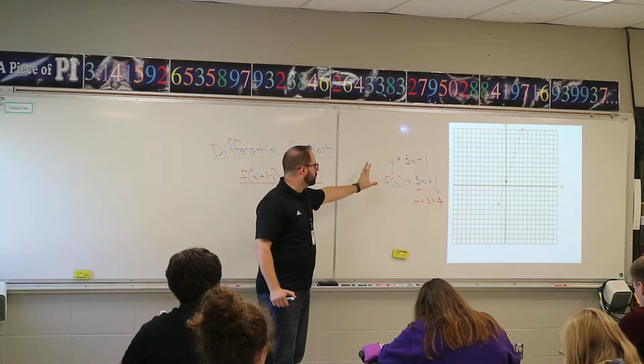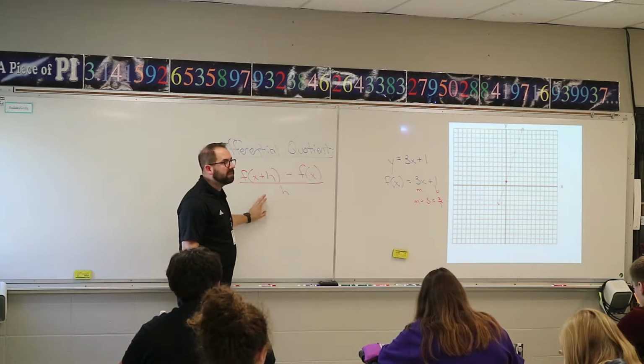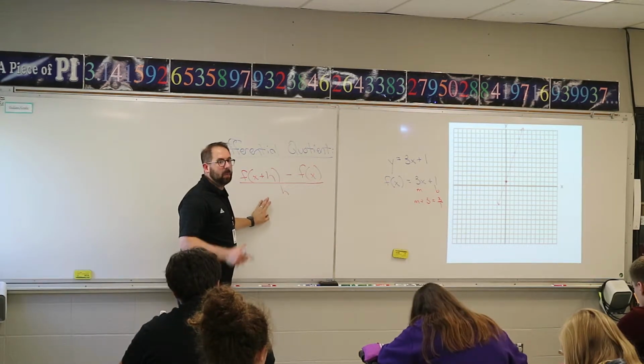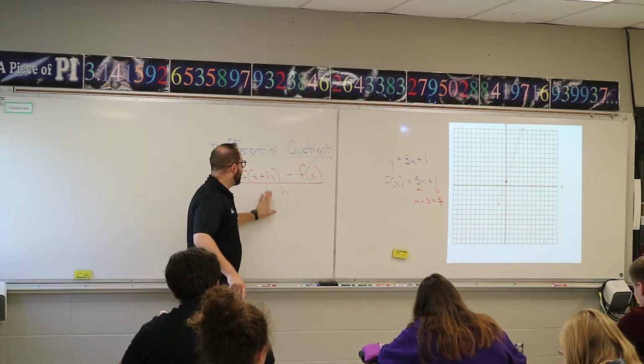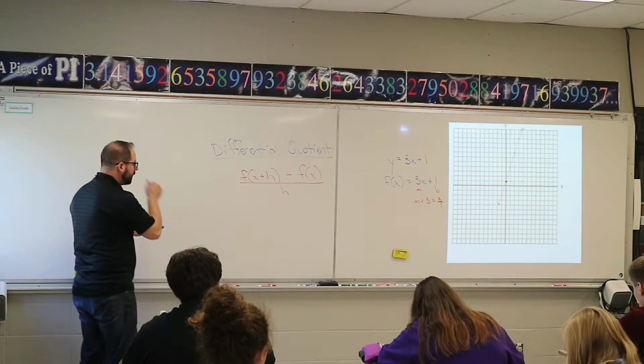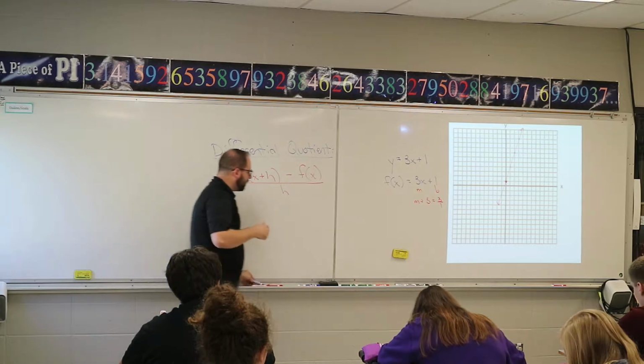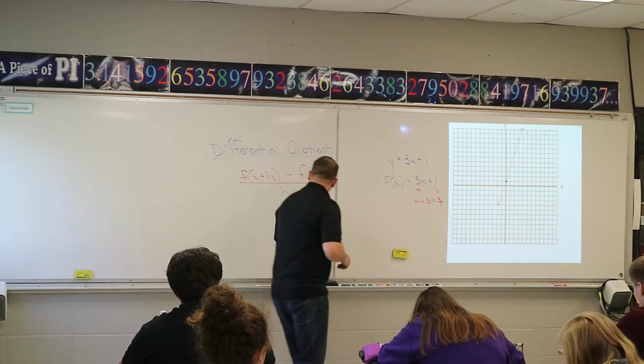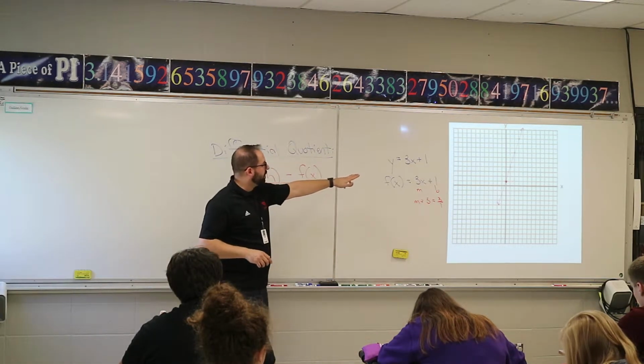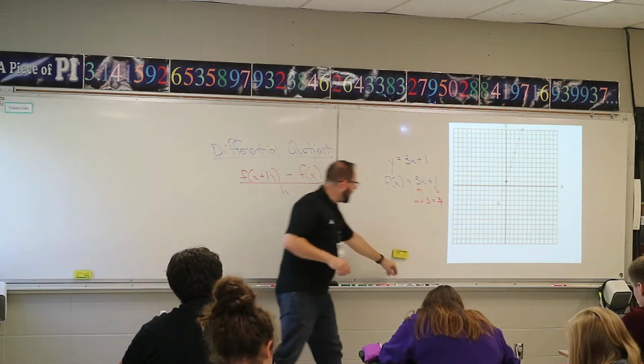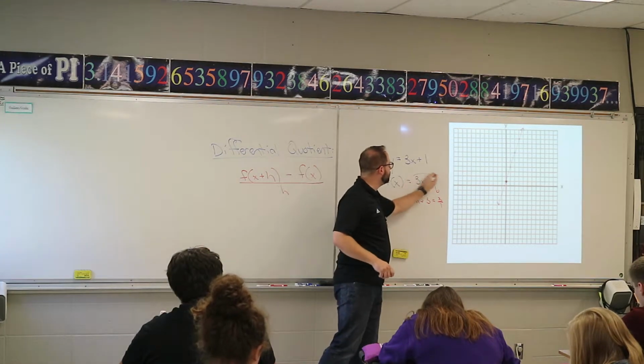I'm going to use this function to help you identify what this formula actually spits out and why that's actually helpful. Okay? So here's my formula. What we're going to do here is the differential quotient for 3x plus 1. So that's my formula. Does everyone understand this is what I'm using?